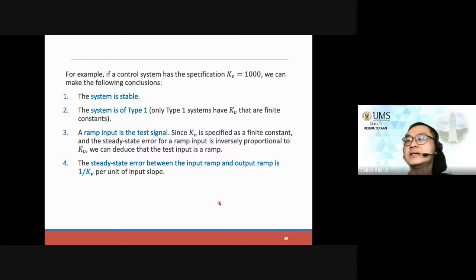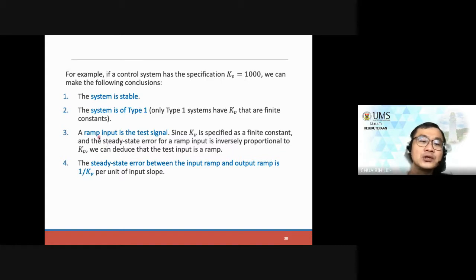So here is an example of a control system where they may have a specification of KV equals 1000. When they give you this KV equals 1000, basically we can get some information out of it, that the system would be stable, because they have a KV. Then the system type would be type 1, because of the KV. If you refer back to the previous table I showed you, for type 1, KV will be a constant. So given the KV is a constant, the system is a type 1 system.